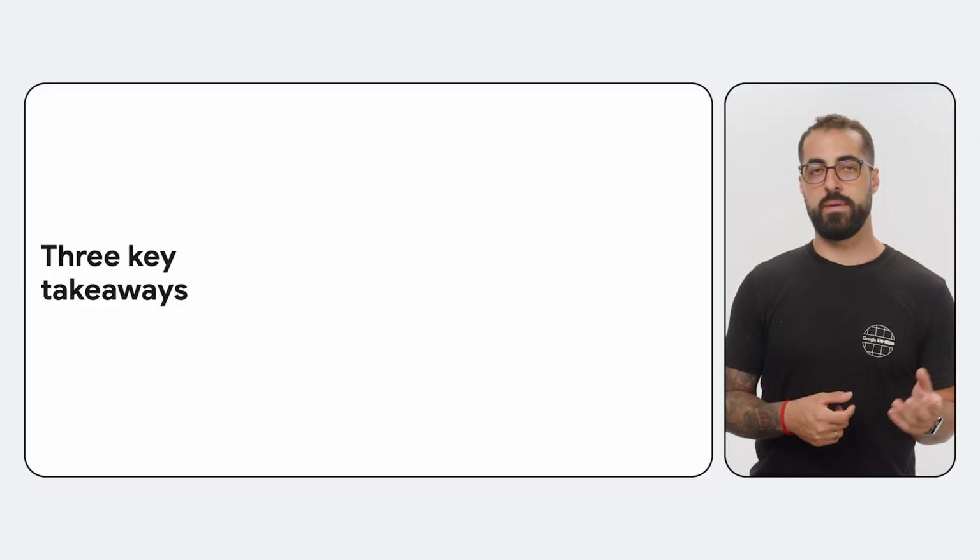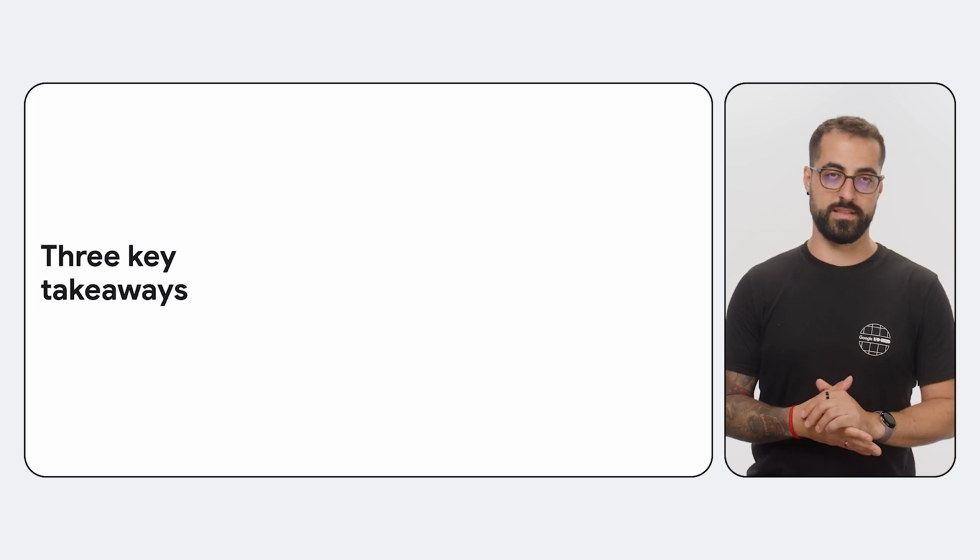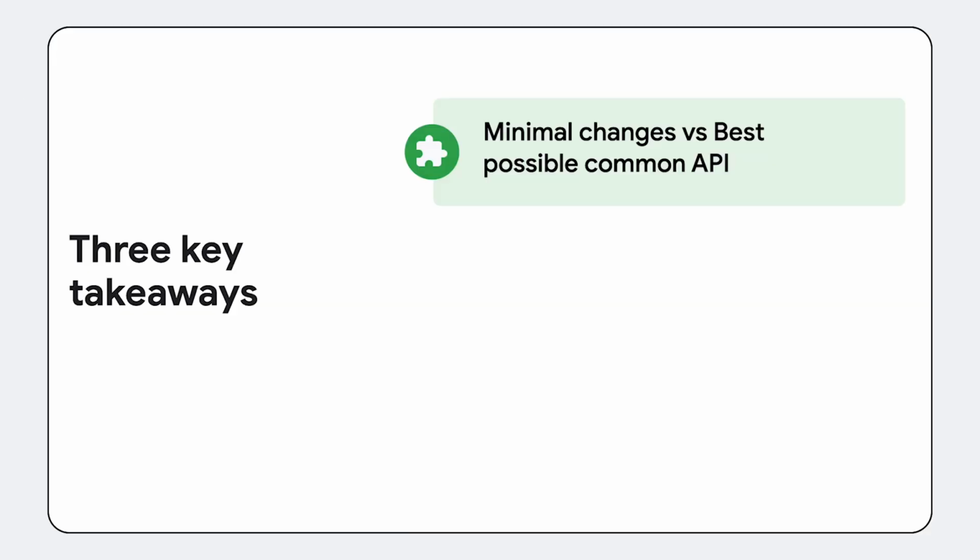We covered many API challenges we faced. Let's take a look into the key takeaways we learned from that experience. First, we strive to find the right balance between the minimal change on Android versus the best possible common API we can provide for Kotlin Multiplatform. That might not be so obvious when migrating a library, but can be quite challenging.